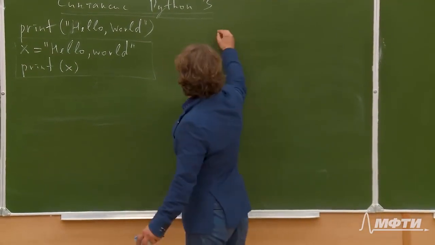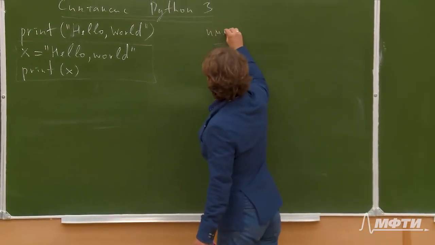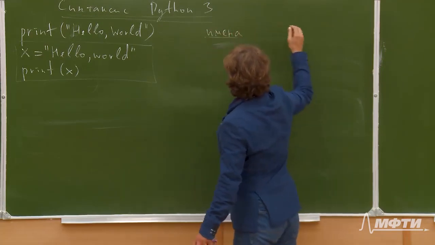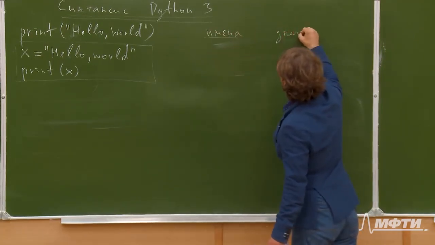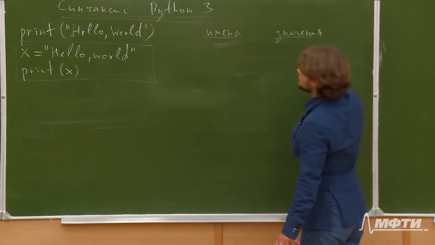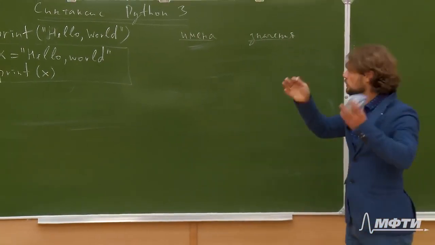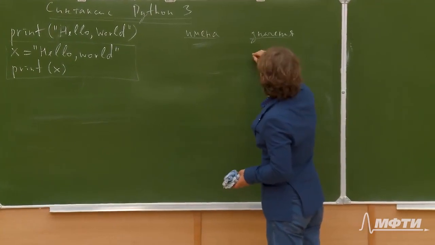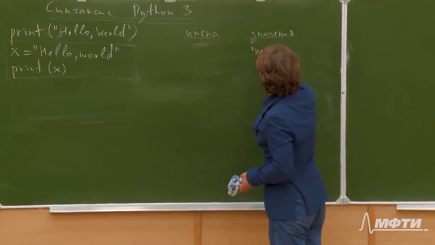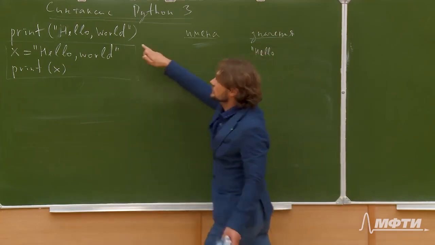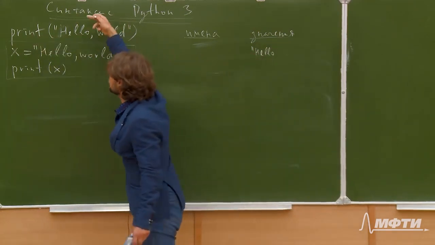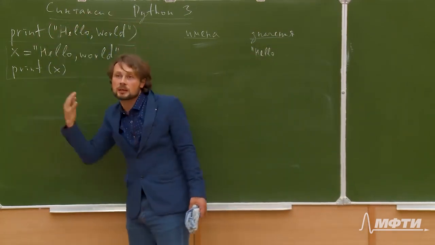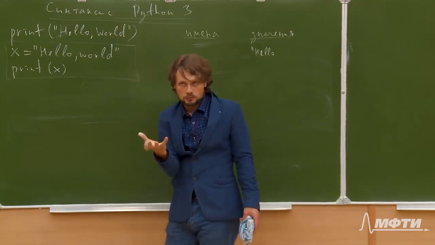That is, there are names, and there are values. Well, you can say objects, but I'm not going to use the big word objects now, or you can just say an object. In short, there is the value Hello World, which lies somewhere in memory. But you must agree, when print Hello World occurs, there must be such a string object somewhere.